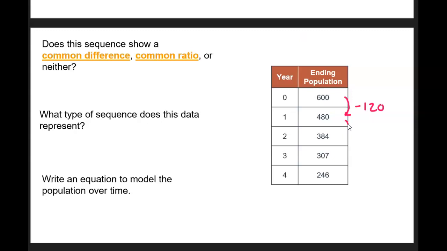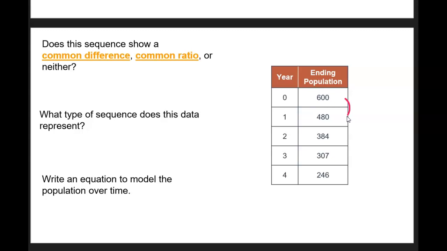Let's see, if I subtract 120 again, I should actually get 360, not 384. That's wrong. That didn't work. If I subtract 120 again, this should be 284. Yeah, that's not working at all. This one must not be an arithmetic sequence. What about a geometric sequence, though? Is this possibly a geometric sequence? How would we be able to tell?